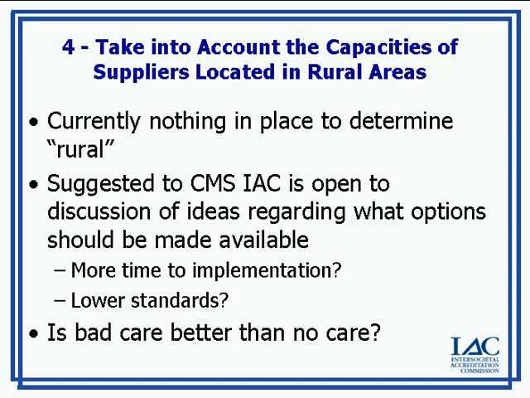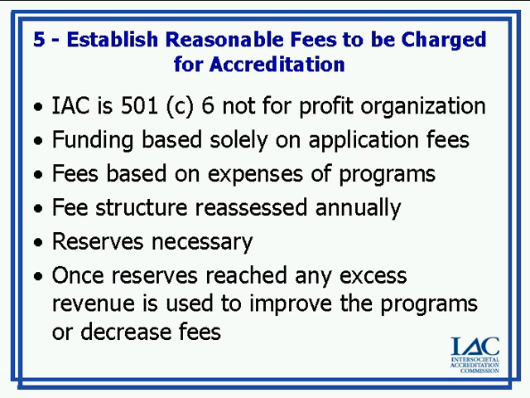We also need to take into account the capacities of suppliers located in rural areas. And when we met with CMS representatives back last year in October, this was our only concern that we expressed to them, primarily because there's nothing really concrete to determine what is rural. There are some zip code designations, but that's about it. So we also questioned CMS as to what options they thought that we should consider for rural providers. And one that we thought might be okay, but would come from them, would be more time to implementation of the accreditation requirement. But we were concerned that this particular requirement might ask us to lower our standards. And we did not feel that that was a very good option for rural areas, because I don't think any of us think that bad care is actually better than no care. So we've yet to receive a final determination on that.